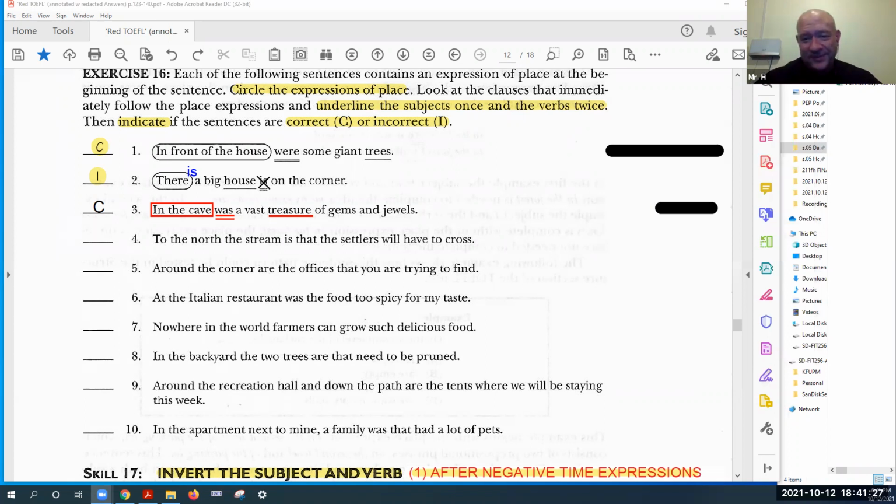Focus, guys. Focus like it's the real TOEFL.